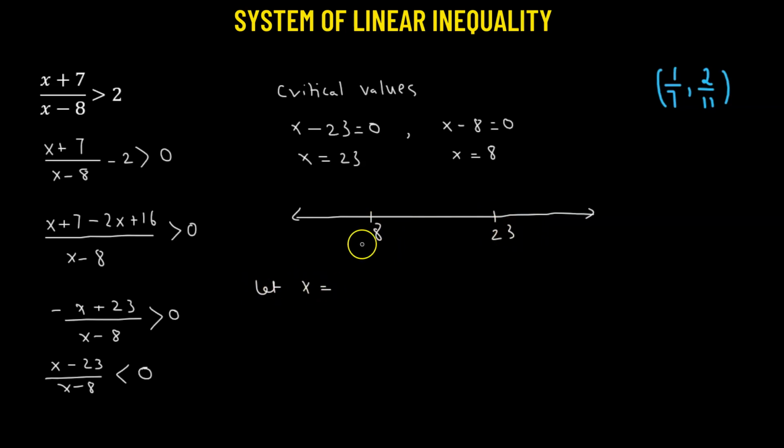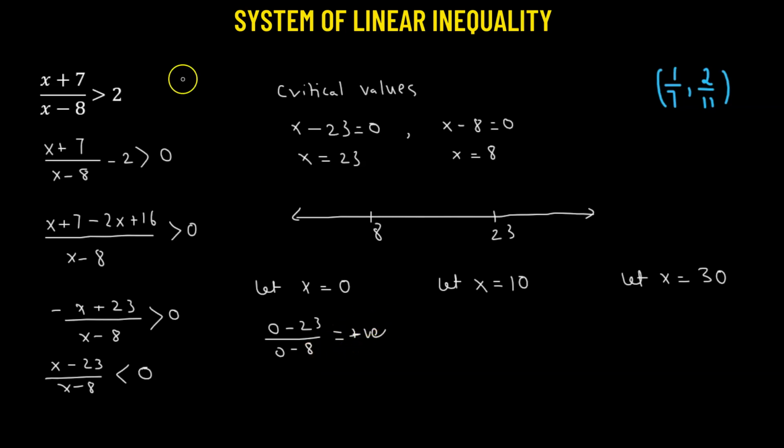We'll consider x less than 8, so we'll consider x equals 0. The second value lies between 8 and 23, so we'll consider x equals 10, and a third value which is greater than 23, so we'll consider x equals 30. Now we will substitute each of these values into our rational expression, (x minus 23) divided by (x minus 8). So we have 0 minus 23 divided by 0 minus 8. Here we have a negative number divided by a negative number, so that makes it positive. So we have positive values for x less than 8.